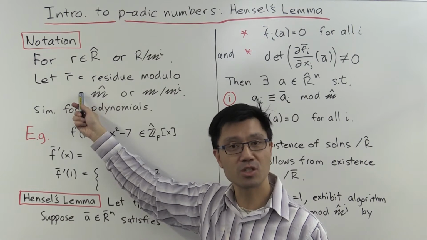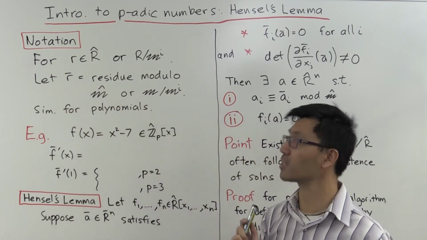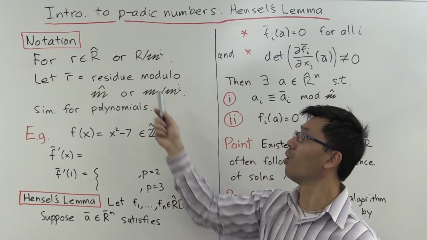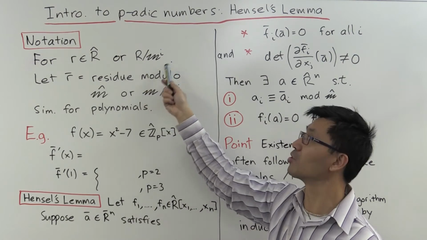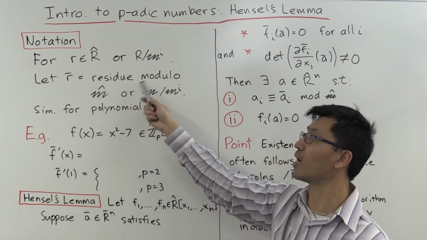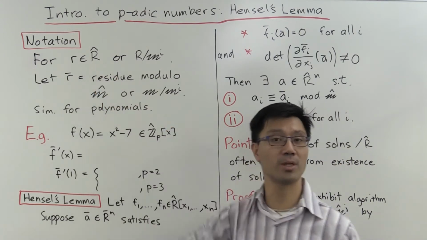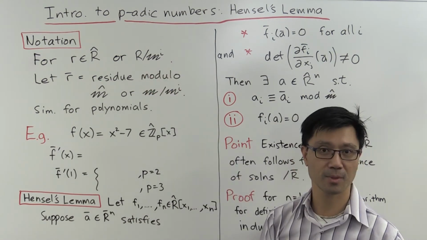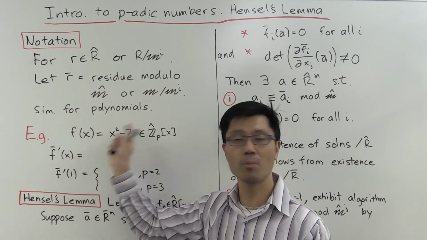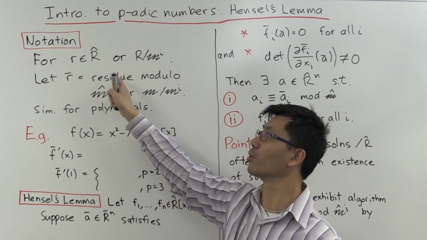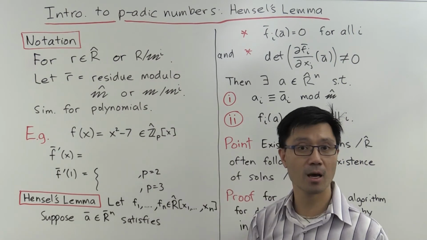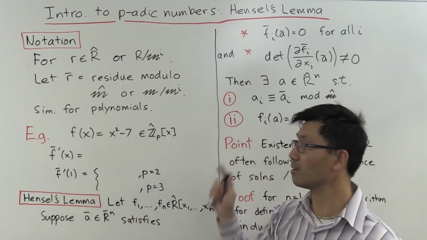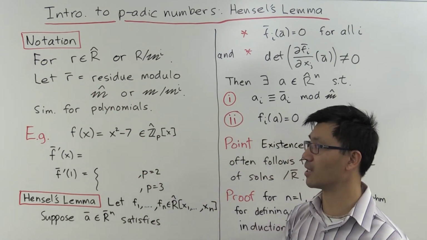So I'll use the bar notation to denote the residue class modulo the maximal ideal. In other words, if r is an element of the completion R hat, or of a ring R mod M to the I, then r bar is the residue class modulo M hat in the case of the completion, or M mod M to the I in the case of R mod M to the I here. We'll use similar notation also for polynomials. So if you have polynomials with coefficients in R hat, or in this ring here, when we reduce those coefficients modulo M, we'll use the bar notation. And I'll give a little example of that to make that absolutely clear.